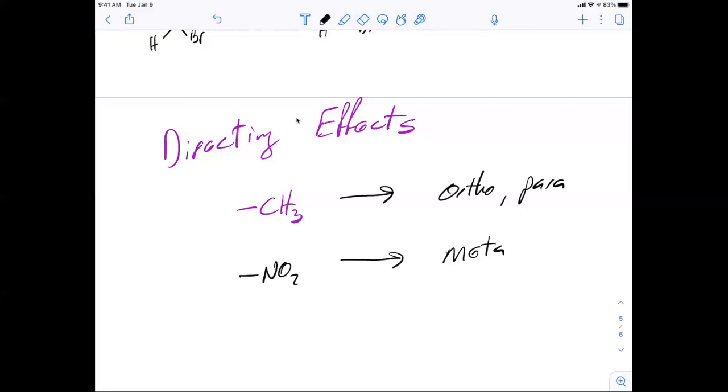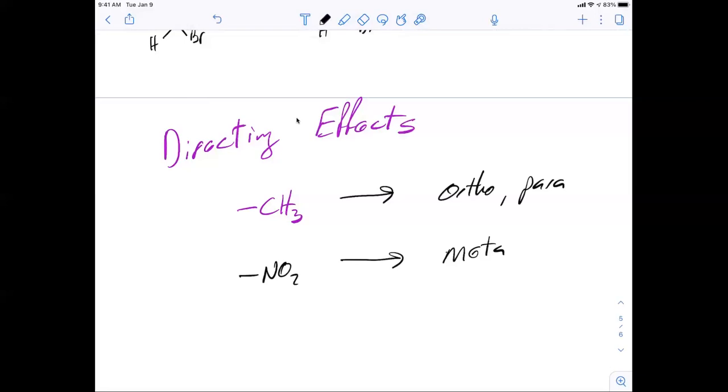Same thing occurs with activating, deactivating, and directing effects, right? The activation and deactivation may be aligned with the ortho-para or meta, but you may have an activator that is ortho-para, you may have a deactivator that is meta, but you can also have a deactivator that is ortho-para, right? Sometimes they align and sometimes they won't. So don't get into a trap of thinking that activators are always this and deactivators are always that, because if you do, you'll get it wrong.